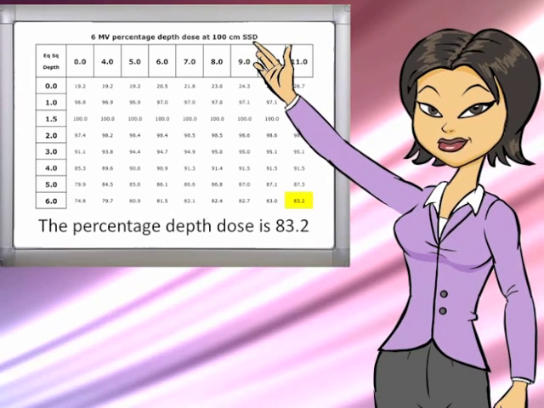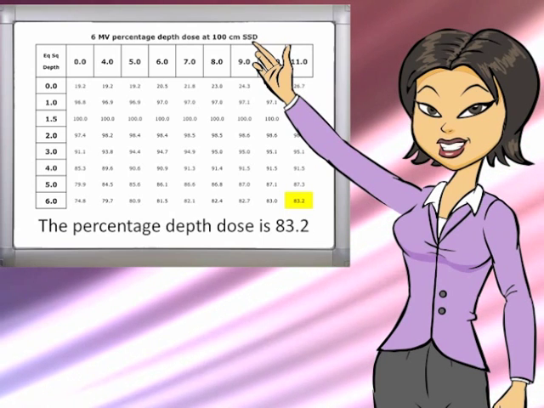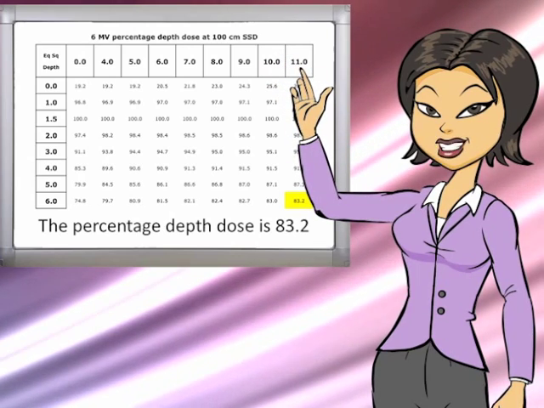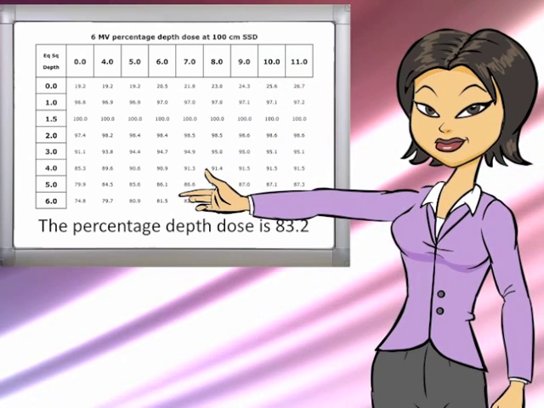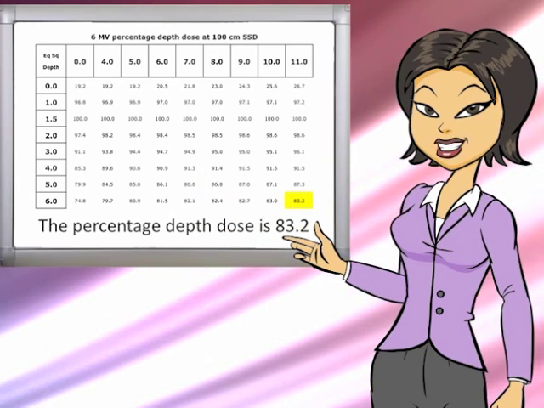Using the chart for a 6 megavolt percentage depth dose at a 100 centimeter SSD, we will look at a value for an equivalent square of 11 at a depth of 6 centimeters, and that value is 83.2%.